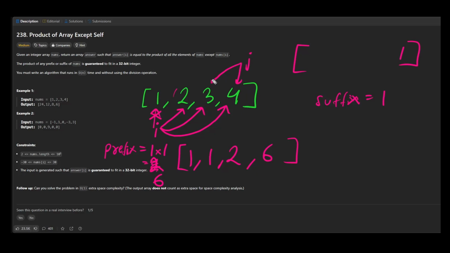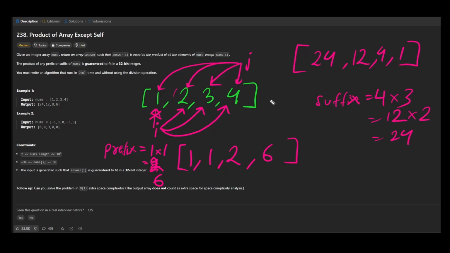Let's move j forward, which means multiply suffix with 4. So this becomes 4. For 3, the suffix is 4, so I would write it here. Let's move j forward and multiply 3 with the suffix. We have 12. So for 2, the suffix is going to be 12. j moves forward again. This 2 is multiplied by suffix. We have 24. So this would be 24 here.